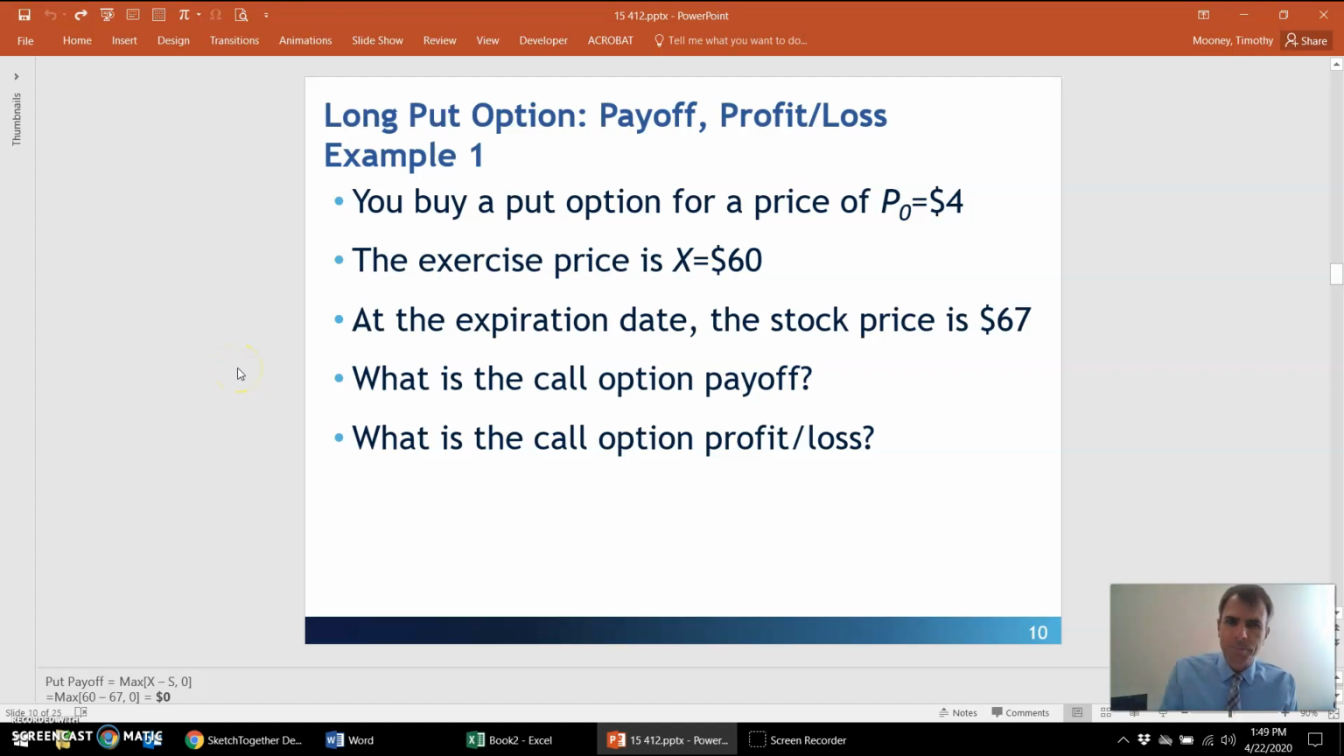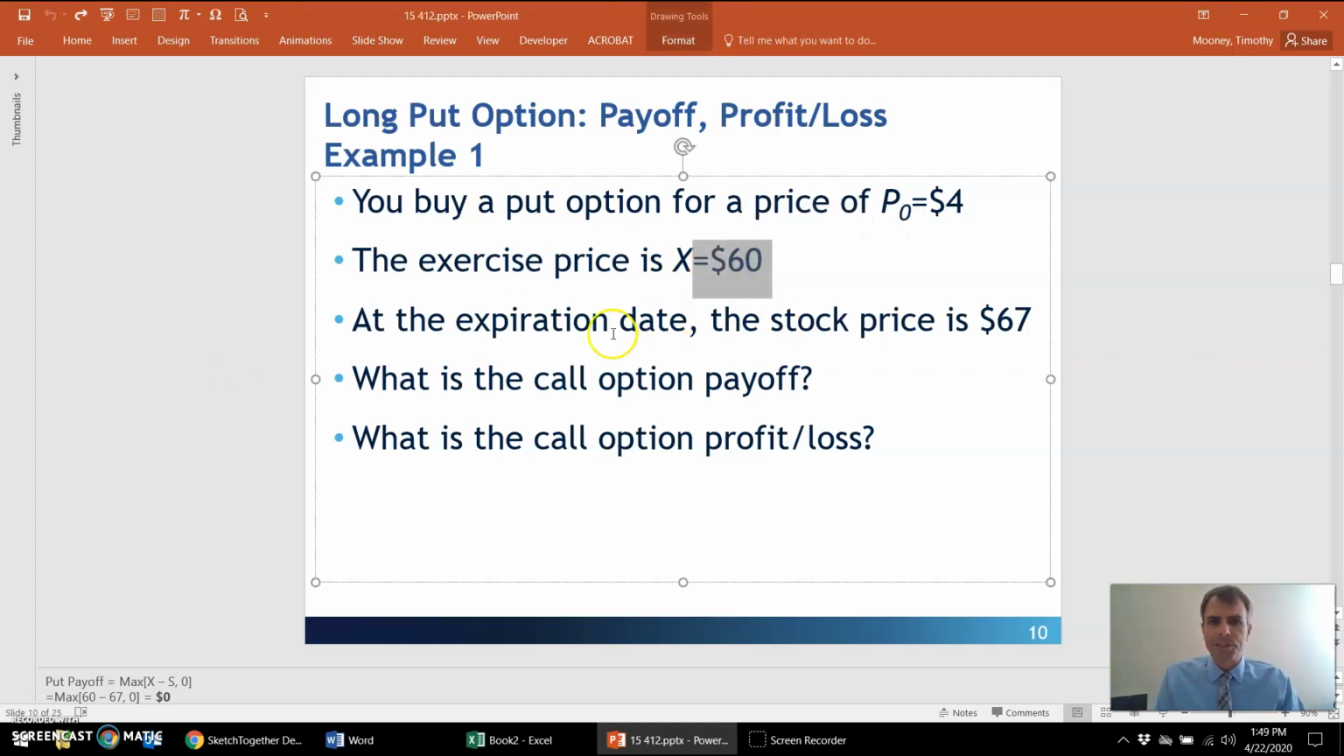If we own a put option, we have the right to sell a share of stock for $60 over some specified time period. When the option expires, suppose the stock price is 67. So what is the payoff? Well, if we were to exercise the put option and sell the share of stock for $60, we'd have to buy it on the open market for 67 and then turn around and sell it for 60. So we would lose $7. It would be a -7 payoff if we exercise this option.